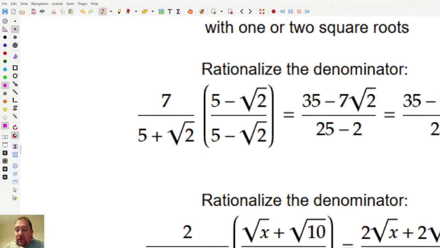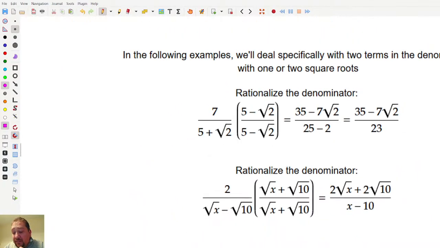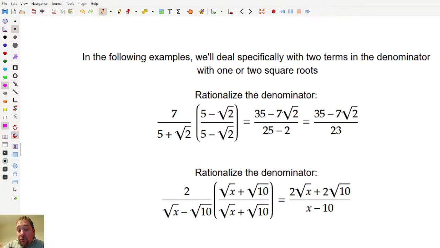Now, here's an example that says 7 divided by 5 plus the square root of 2. There are 2 terms here, and they're not like terms. They're not going to combine. So here's a must know. You're going to multiply the top and bottom by the first term and the opposite of the second term.